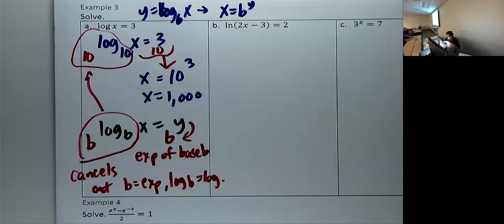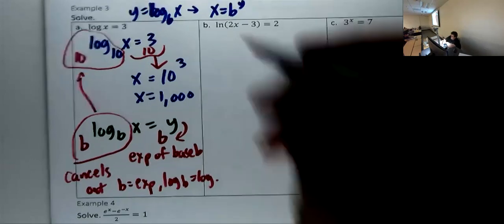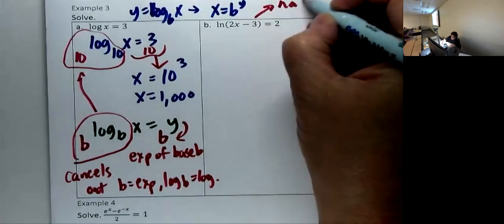When we see ln, what does that mean on problem B? That's a natural log. It means natural log, but what does that give us for a base? Yeah, log base e. So natural log or log base e.